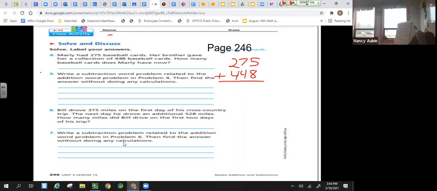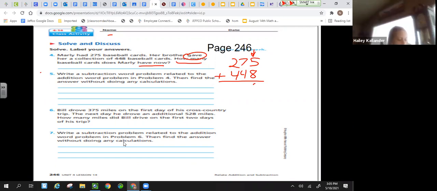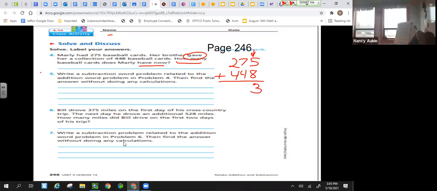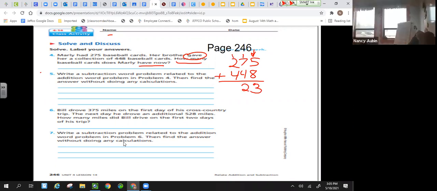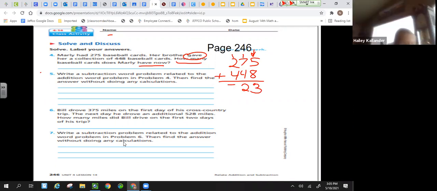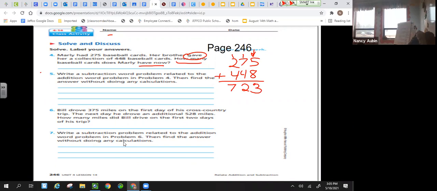And then we want to know how many she has now, right? I love that you pointed out that keyword, gave. All right, Haley, walk me through it. What's 5 plus 8? 5 plus 8 equals 13. Okay, 7 plus 4 plus 1? 12. 1 plus 2 plus 4? 7.